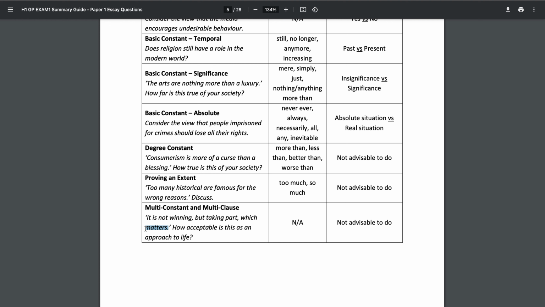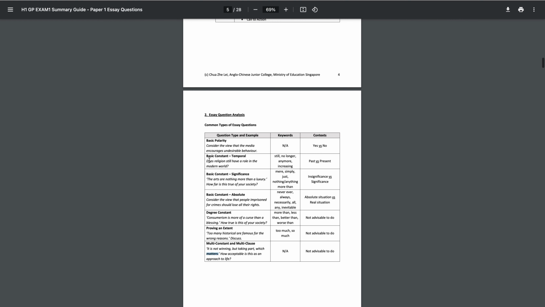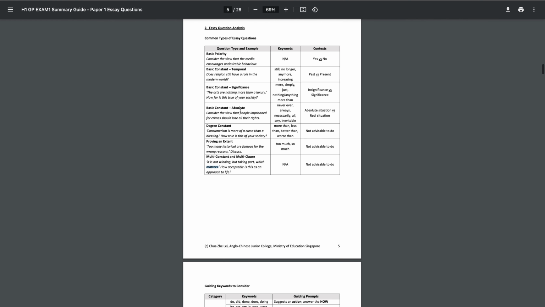Not saying these questions are impossible. It is possible, but it will take a very long time for you to come up with something that is persuasive enough, especially at Cambridge standards. So just focus on the rest, your basic stuff.